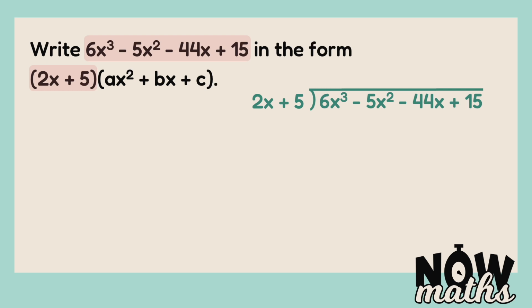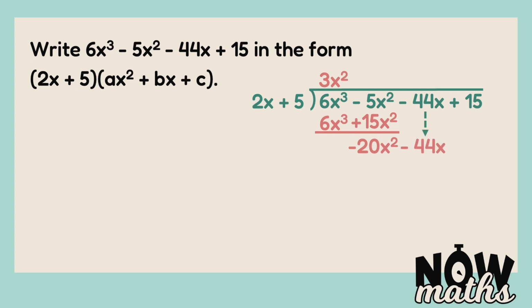And to do this, we start by dividing 6x cubed by 2x, which is 3x squared. We then multiply the 3x squared by 2x add 5. So 3x squared multiplied by 2x is 6x cubed, and 3x squared multiplied by 5 is 15x squared. We then subtract to work out the remainder, and we can see the 6x cubed term will cancel, and then negative 5x squared subtract 15x squared gives us negative 20x squared. We then bring down the next term from the cubic, which is negative 44x.